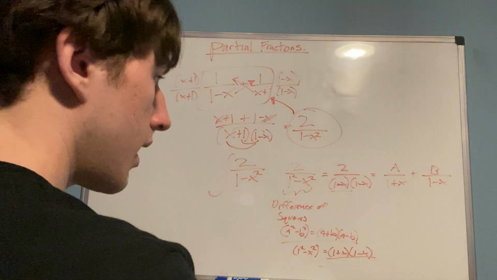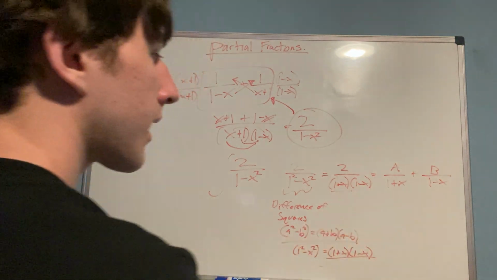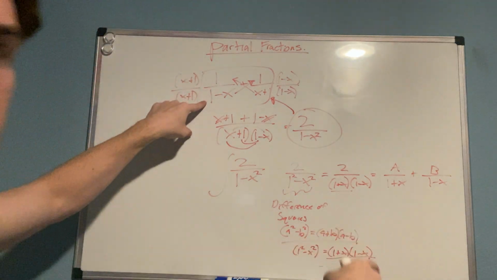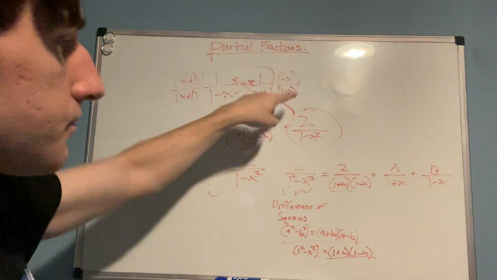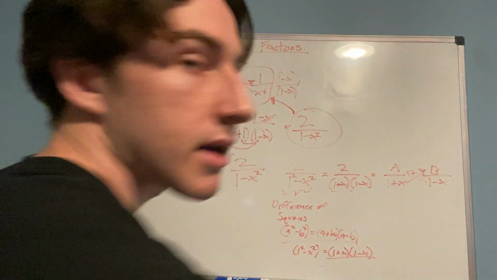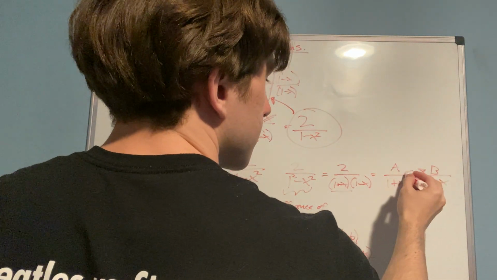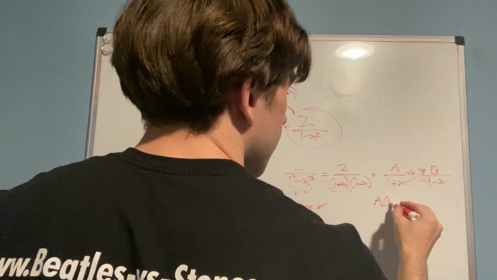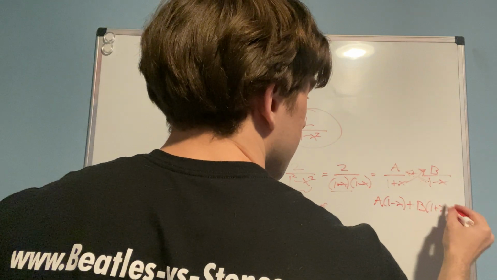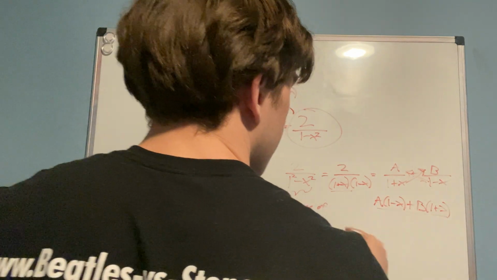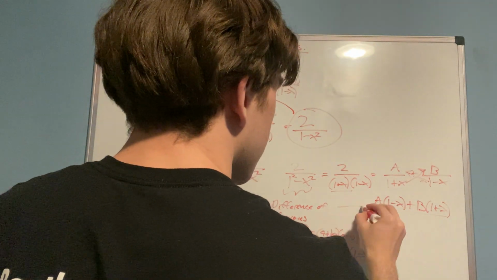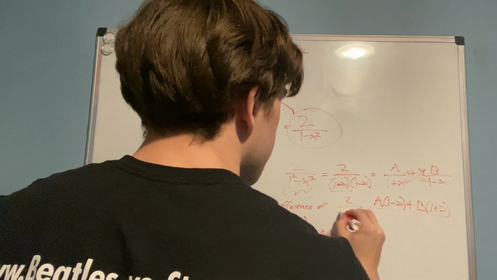Okay. And then from here, I'm going to try to get common denominators again, because that's what we did here, right? We try to get common denominators. So what I'm going to do is just cross multiply so I can get common denominators. So I would get A times 1 minus x plus B times 1 plus x, all over the same denominator again. I'm just going to write it for the sake of it, but I'm going to erase it afterwards. So this is basically what it would look like.